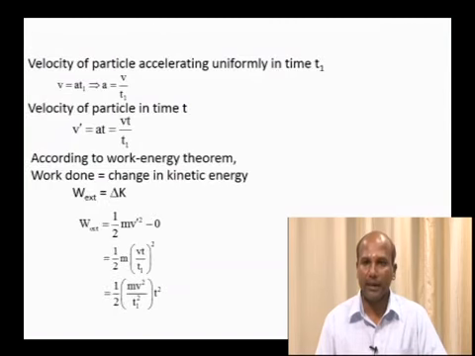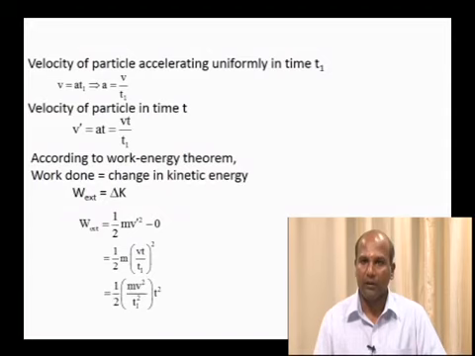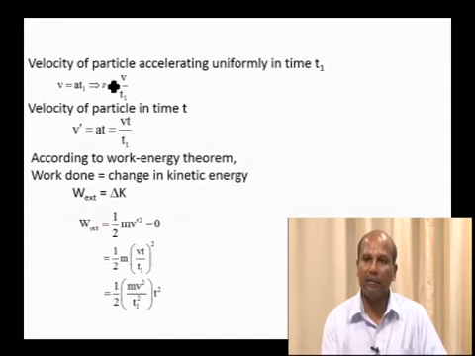You will actually see velocity of the particle accelerating uniformly in time t1, from v is equal to u plus at. We know that v is equal to at1. So I know a is equal to v divided by t1. Velocity of the particle in time t, that change we will actually call it as v dash.